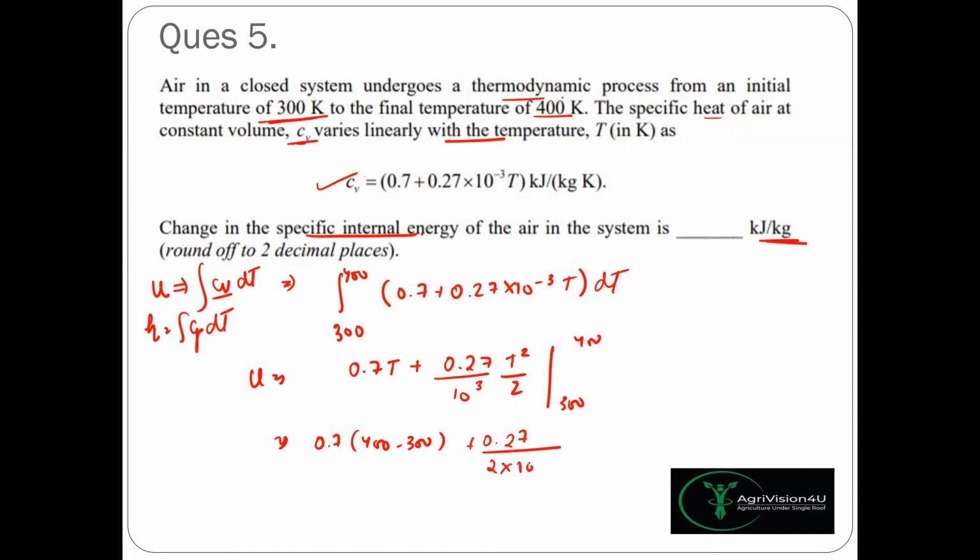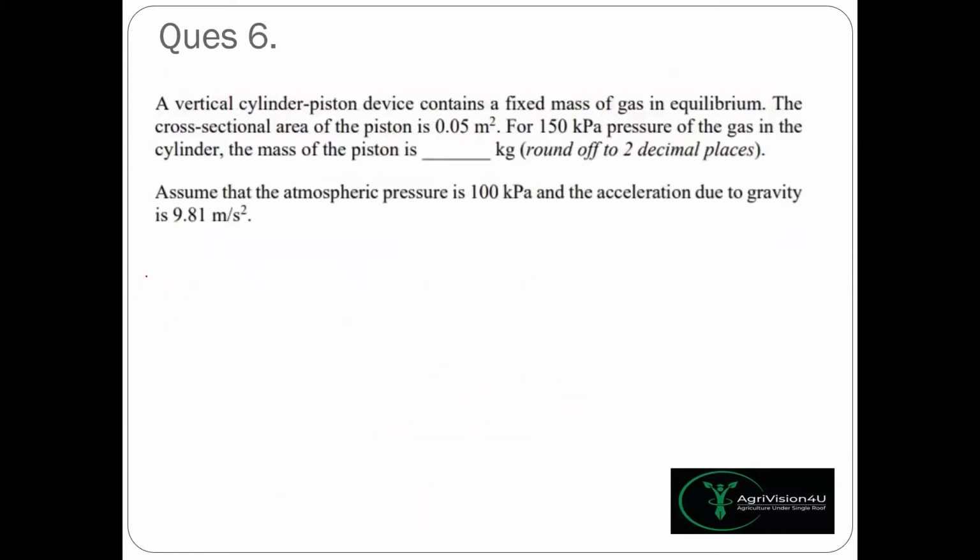0.27 divided by 2 into 10 to the power 3, and it will be 160,000 minus this thing. Okay, we have squared it, and on solving this we'll be getting this value of specific internal energy, that will be approximately 79.45 kJ per kg. Okay, yeah, this will be the answer for this question. It's just a matter of integration. We just need to know that the specific internal energy is equal to the integral of Cv dT, and we have to integrate it. That's it. Coming to question number 6.